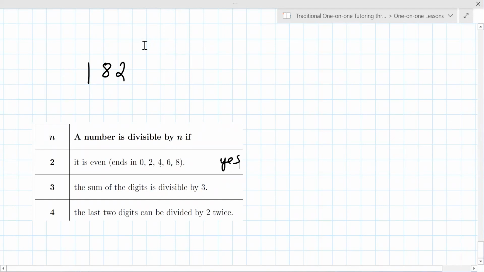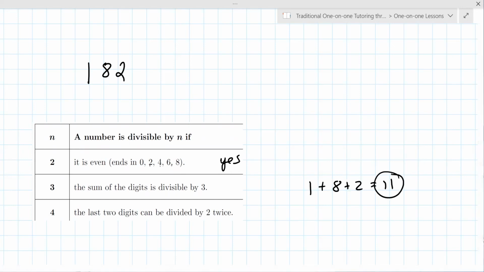1 plus 8 is 9, plus 2 is 11. Is 11 divisible by 3? Oh, wait, no, it is not. Now read the last rule here: the last 2 digits can be divided by 2 twice.